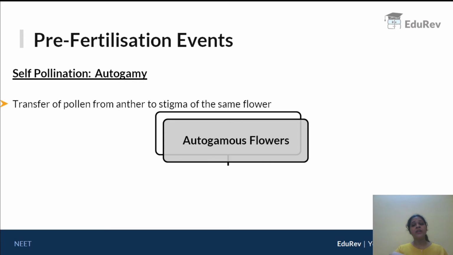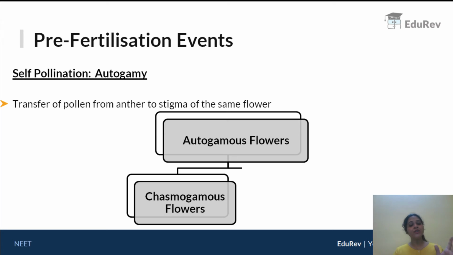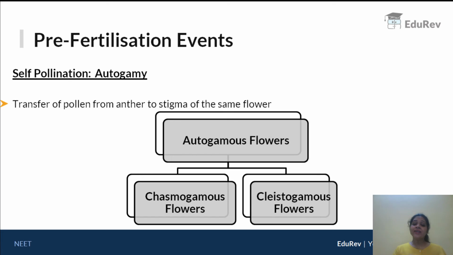Now, there are a variety of different types of autogamous plants. For example, three particular plants: oxalis, commelina, and viola. These plants have two types of flowers within them. One flower is called a chasmogamous flower, a normal open flower. The second type is called a cleistogamous flower, cleisto implying it is closed. Let's have a look at these two flowers.